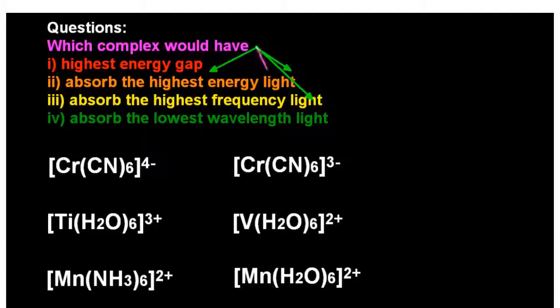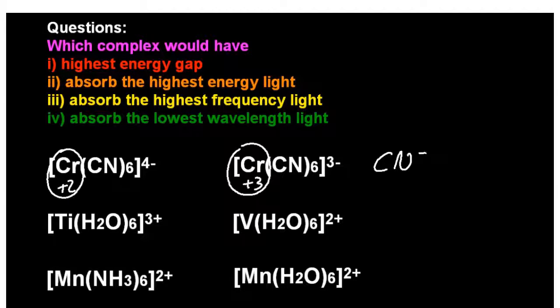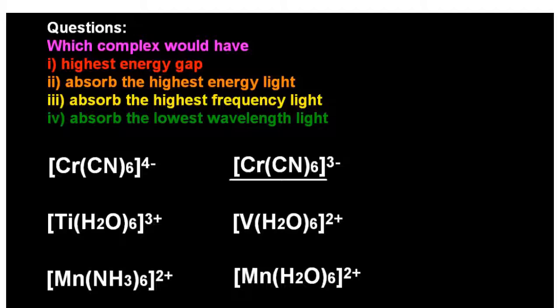Okay, so that's a trick. Those are all the same question. So you have to be able to spot the 3 different sorts of examples. The first one is the oxidation state makes a difference. So the chromium 3+ has the bigger split.